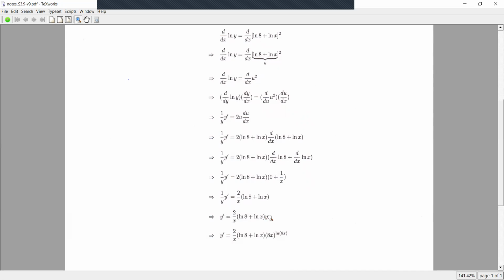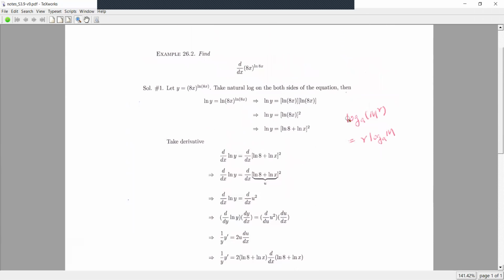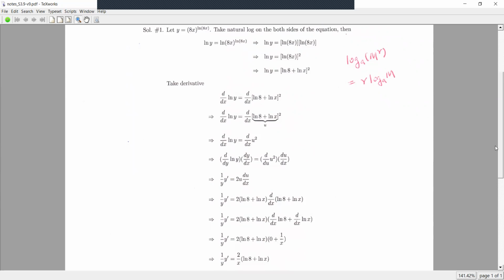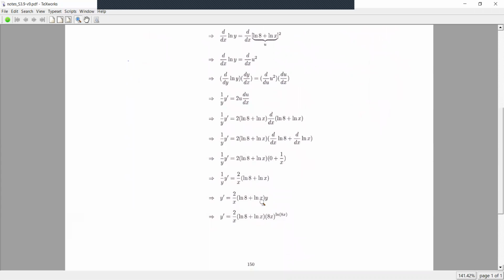Now, we know what y is in this example. y is this function. Plug in this function in the y here, then I have this equation. This is the result of derivative of y.